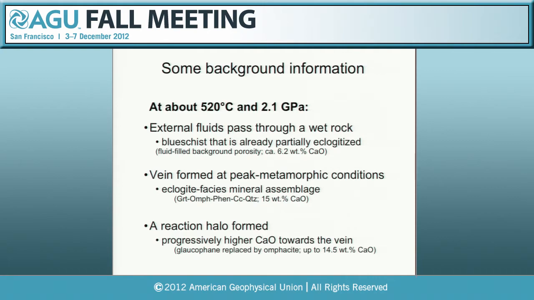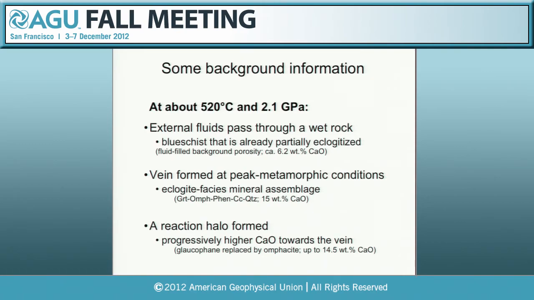So what we have here is an external fluid that passed through this wet blueschist, which was already partially eclogitized. It had a fluid-filled background porosity, but very low calcium concentrations. This caused the vein to form, roughly at or close to peak metamorphic conditions, so it was an eclogite facies mineral assemblage with a very high calcium concentration. The interaction between the fluid and the wall rock caused the reaction halo to form, which is progressively higher in calcium concentration towards the vein.